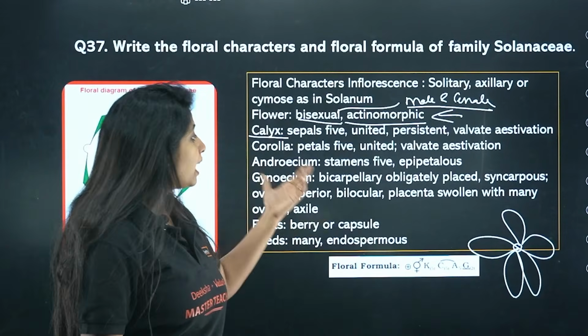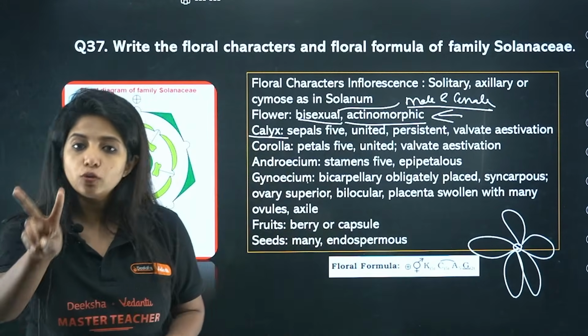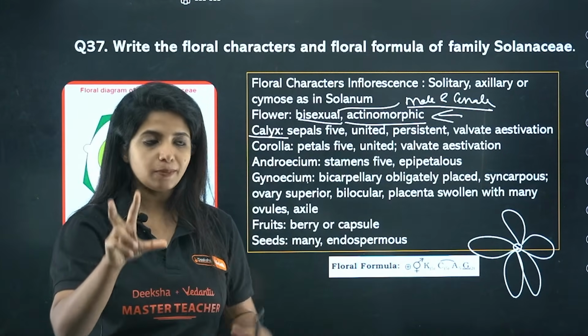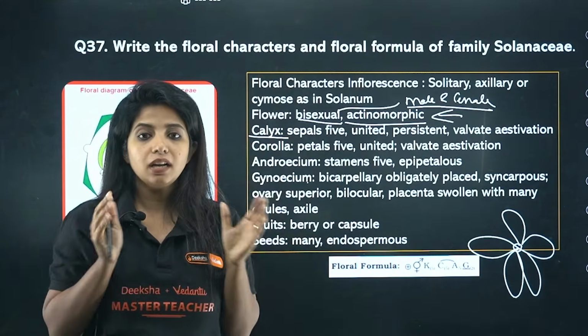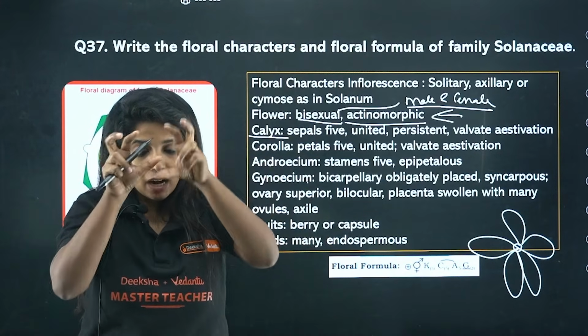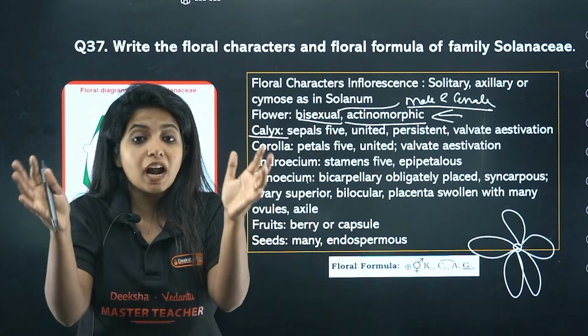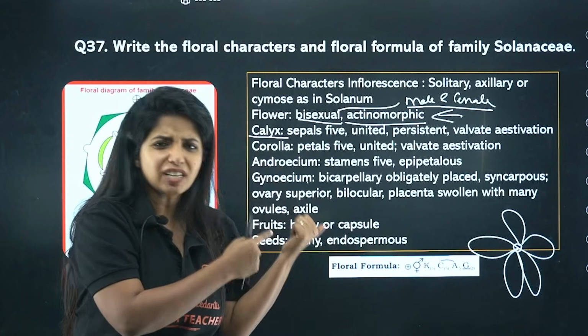You have gynoecium. Gynoecium is bicarpellary. That means you have 2 carpels. You have 2 carpels, as in one ovary, one stigma, style, ovary, again one stigma, style, ovary. So 2 carpels are there. So it can be like this. Now, these two carpels which are there, they can be united also. Is that seen over here?